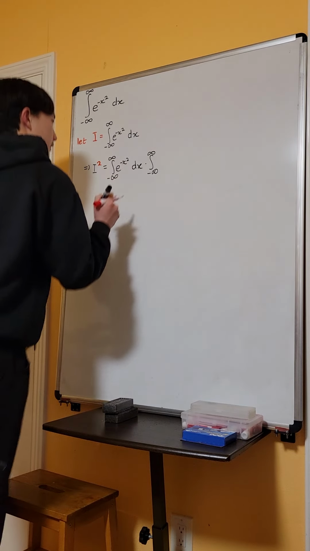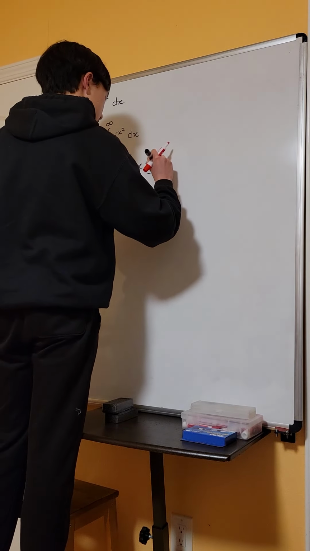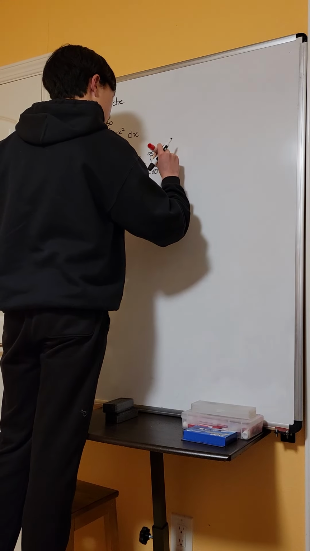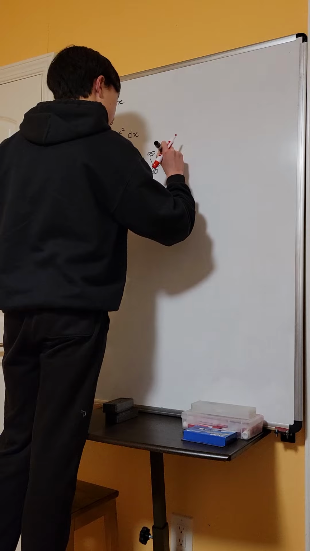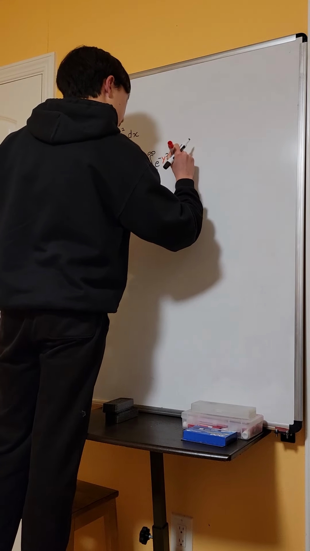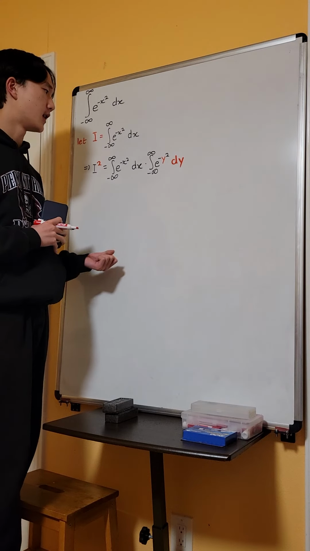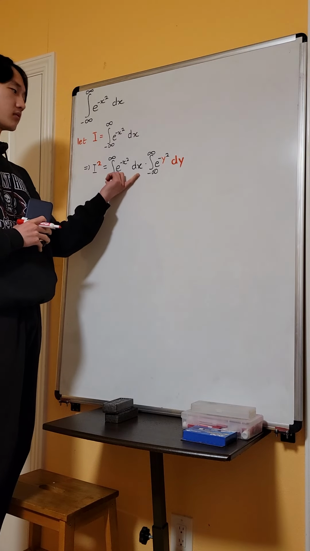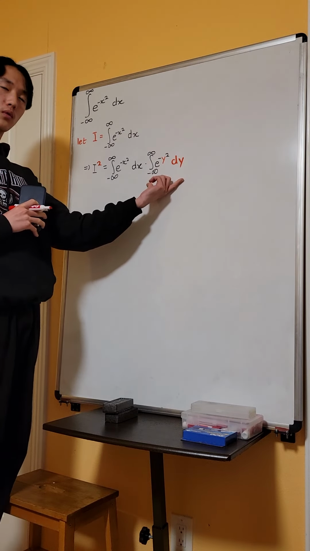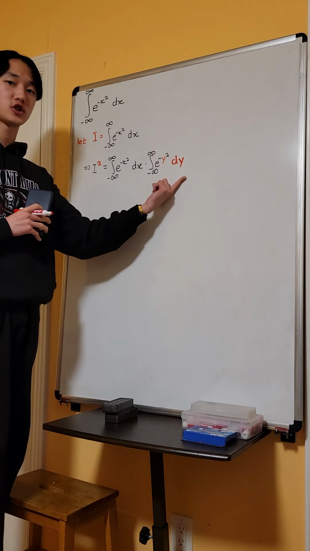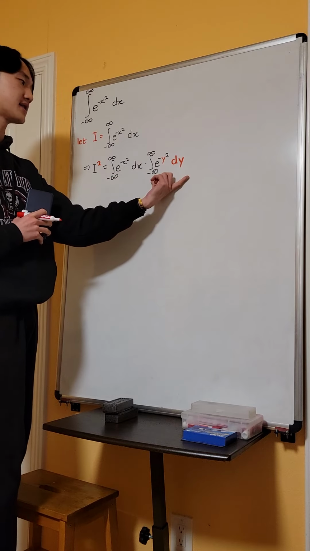So instead of e to the negative x squared, I'm going to say this is e to the negative y squared, and then dy. Okay, now why do we do this? Well, notice that in terms of x, this y integral right here is just a constant, right? It doesn't have any x's inside.